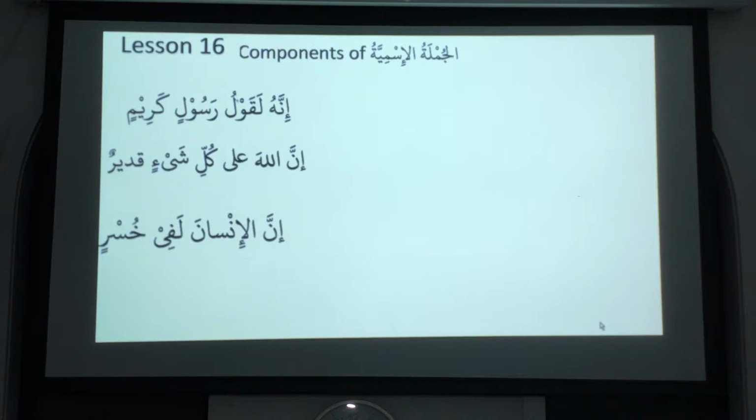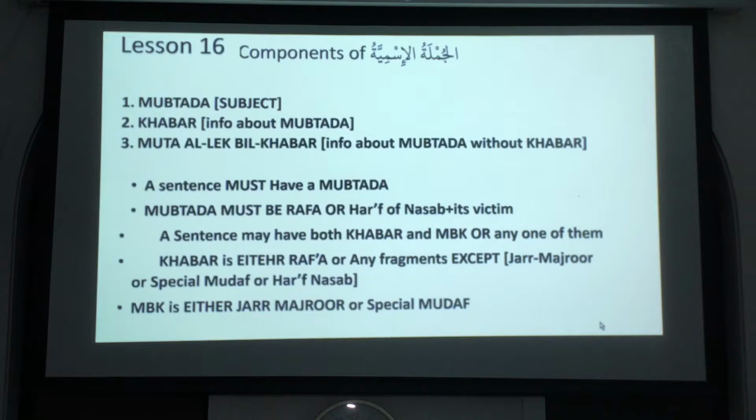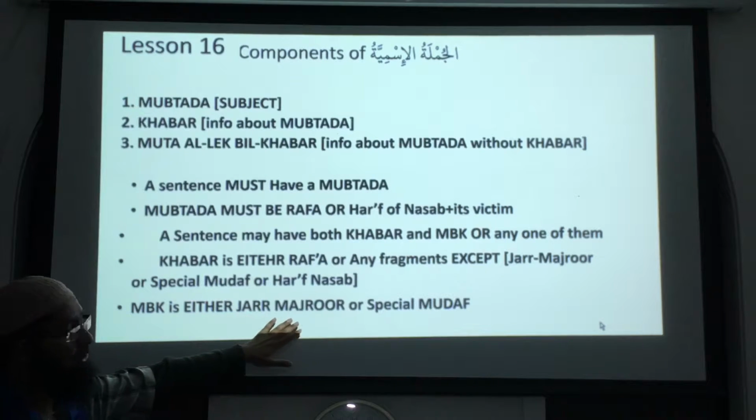Jar majrur. You did very well the other day. Jar majrur, yes. So if it is a jar majrur, then which one is it? Is it mubtada? Is it a khabar or the muta'alliq bil khabar? It's a muta'alliq bil khabar, because we said MBK is either a jar majrur or special muta'alliq.